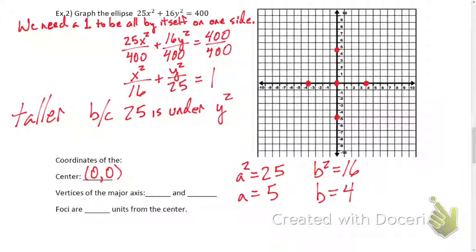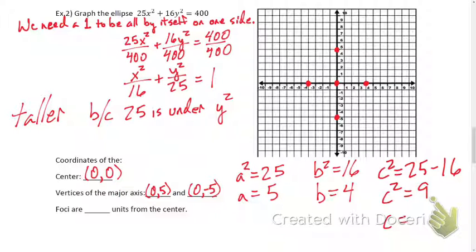And now we need the foci, or let's write our coordinates down. 0, 5, 0, negative 5. Be careful when you write those, don't mix up your x's and y's. And then lastly, c squared equals 25 minus 16. We get 9, a nice foci this time. So it is 3 units from the center. Let's make a dot, go up 3, down 3. And connect our red dots.